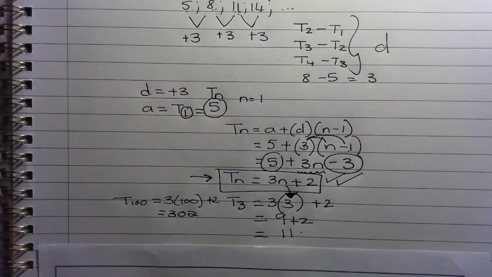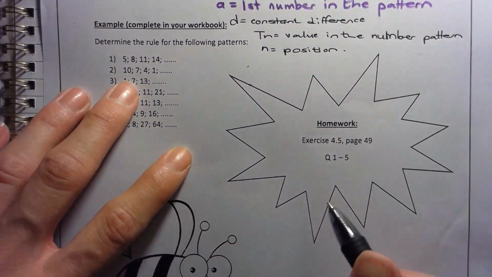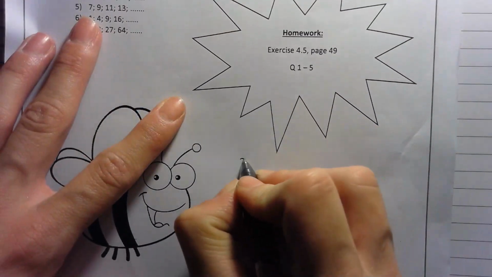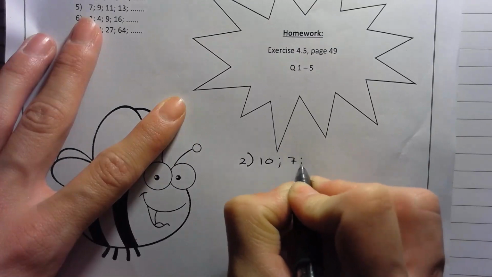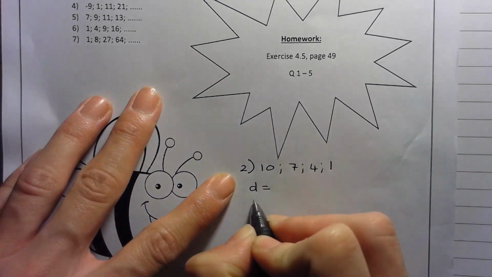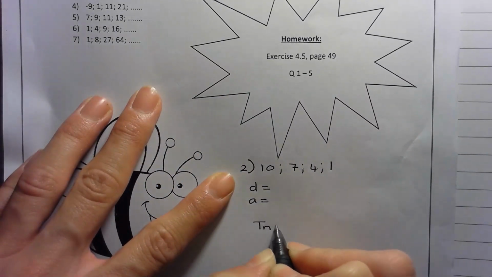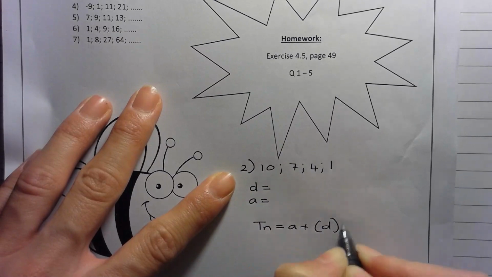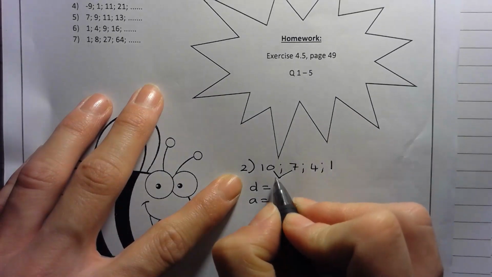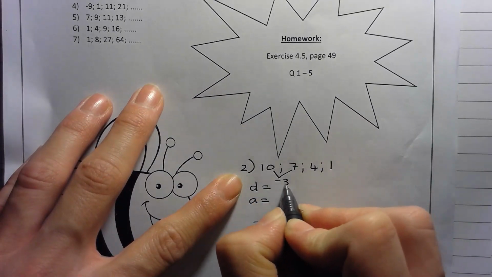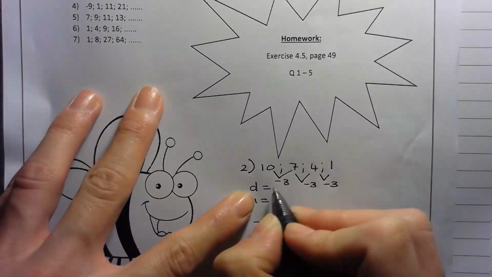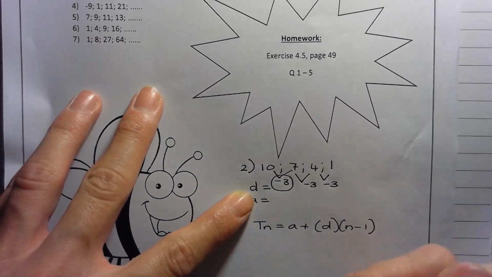Alright, so when we look at the rest of the patterns, we have 10, 7, 4, and 1. So I'm going to do number 2 here. Your first job is to find your constant difference and your a value, and then you're going to use your Tn equals a plus d into n minus 1. Now, this is going to be 10 going down to 7, I have minus 3, minus 3, minus 3. So my difference is negative 3.